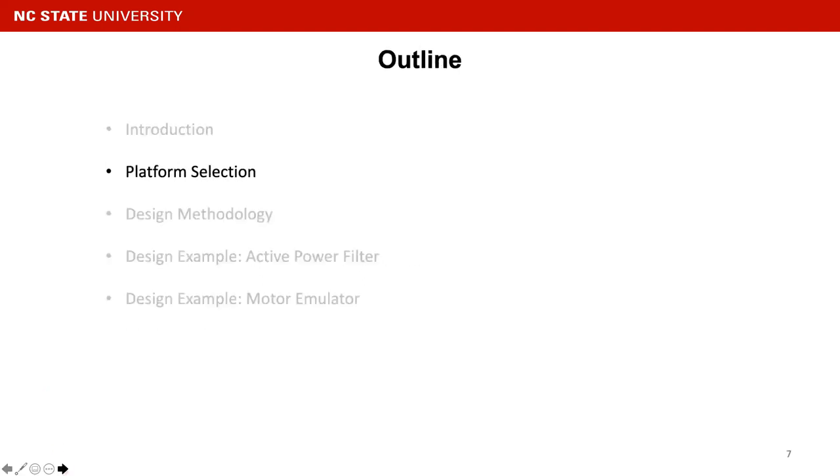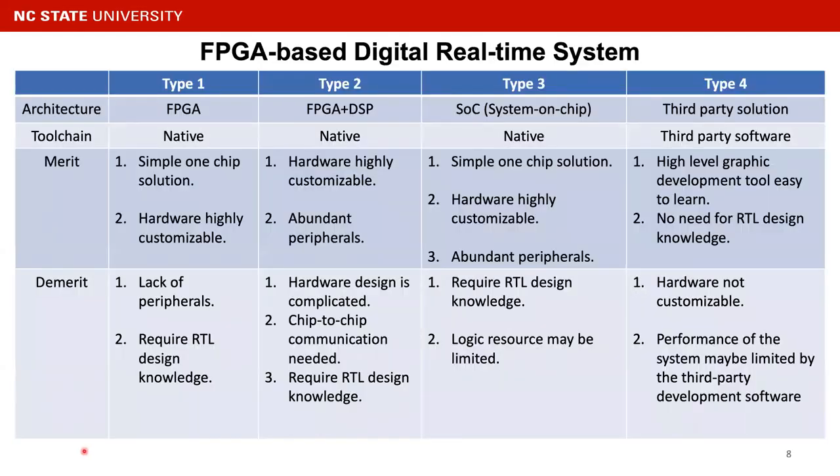So now let's look at the selection of our platform. Here are some typical types of FPGA-based digital real-time systems. First, we have a type 1 pure FPGA architecture, which is a very simple one-chip solution with highly customizable hardware. But the lack of peripherals like ADC, DAC, or Ethernet communication, and the requirement for RTL design knowledge would be the disadvantages of this kind of platform.